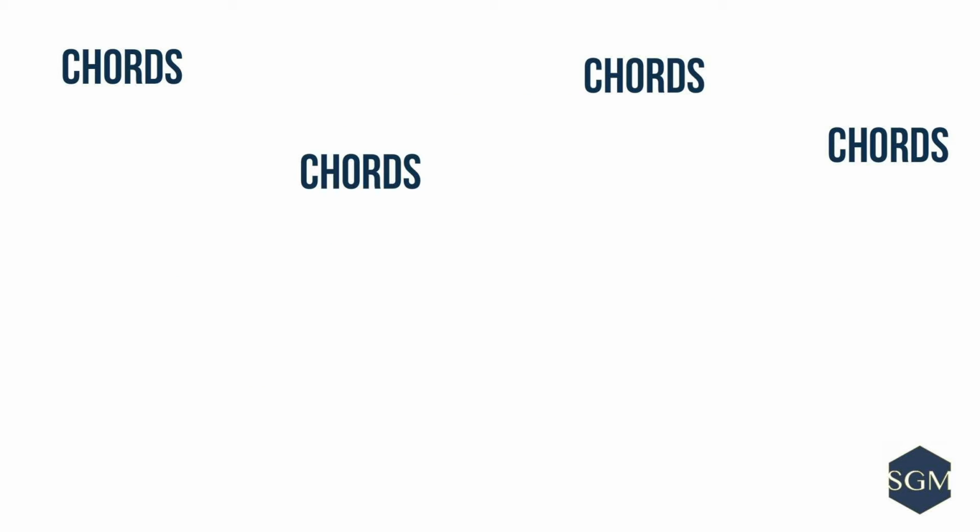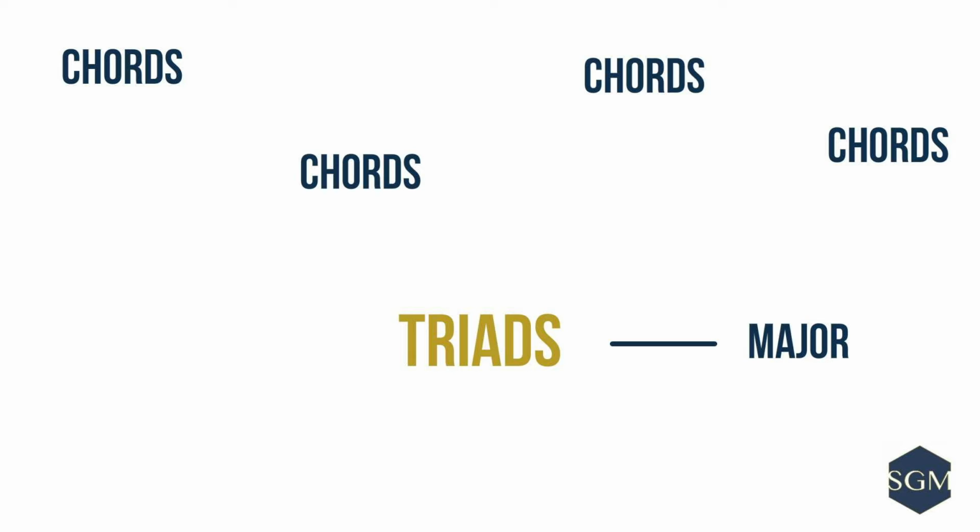It all starts with 3 simple notes, and they're called triads. There are 2 types of triads that we can form, namely the major and minor triad. The major triad is known to sound happy and bright, while the minor triad is known to sound a little sad and dull.